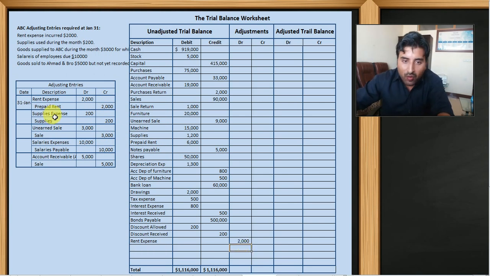Okay, and what is credited here? Prepaid rent. So do we have a prepaid rent account? Yes, we have it, and it is here. Okay, credited $2,000.